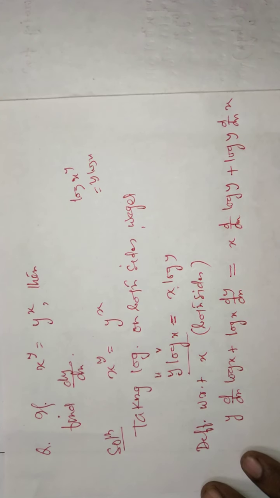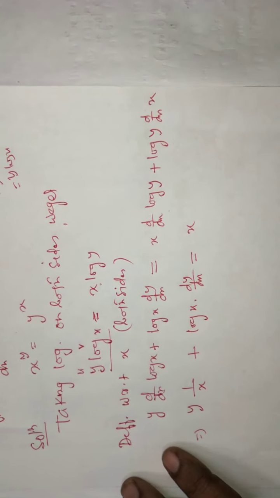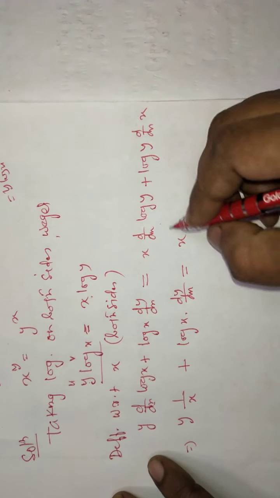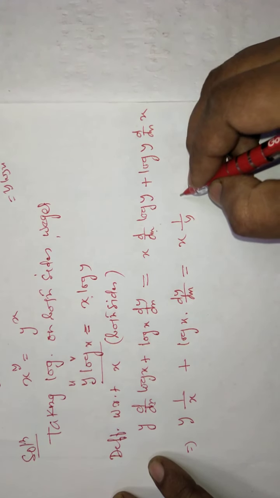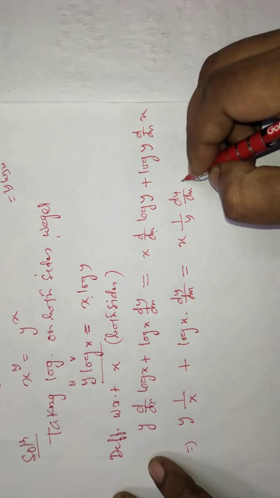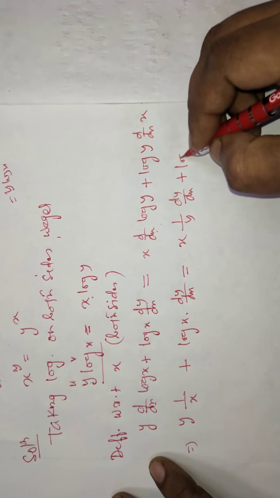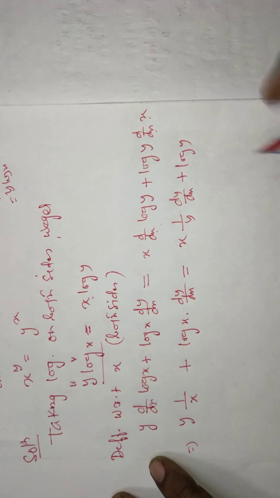Applying the formula, y into d/dx of log x means 1 by x, and log x into dy by dx. And here d/dx of log y means 1 by y, and since y is a function of x, again dy by dx, remember it, very important. Log y into d/dx of x is 1 into log y, which is log y.